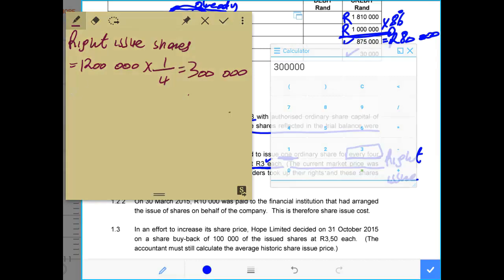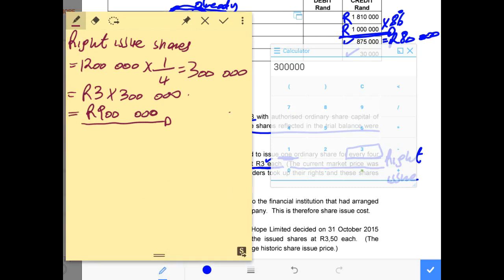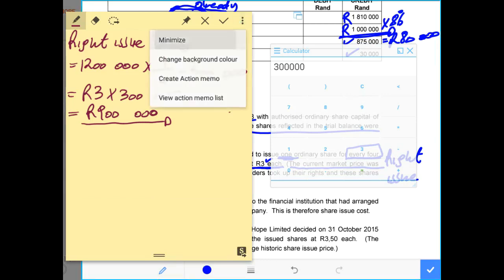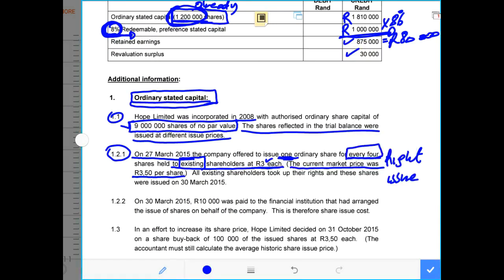Therefore, now we have to say the number of shares that will be issued times by the price, because they will be issued at 3 rand instead of 3 rand 50 cents, which is the market price. So now we say times by 300,000 shares. This will give us 900,000 rands, which is the ordinary stated capital. That means our ordinary stated capital will have to be increased by 900,000 rands, which is the right issue shares that were issued to the existing shareholders at a price lower than the market price, which is 3 rand instead of 3 rand 50 cents. And we call that the right issue.